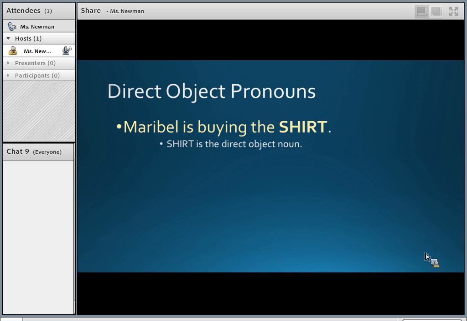Let's look at it in English first. So we have our regular sentence: Maribel is buying the shirt. So the shirt is the direct object noun, right? It's the noun she's buying directly, the direct object noun.